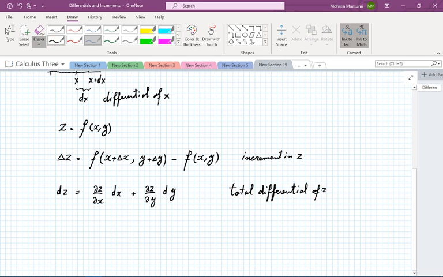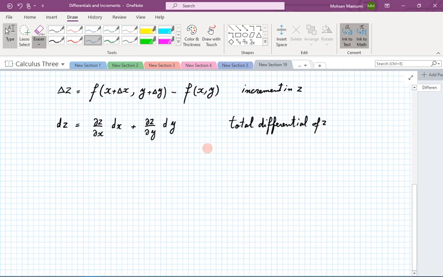Let's take a very simple example we have seen before. Suppose I am the owner of a farmland. The farmland is in the shape of a rectangle. Its dimensions are x and y, and therefore the area that I own right now is x times y.